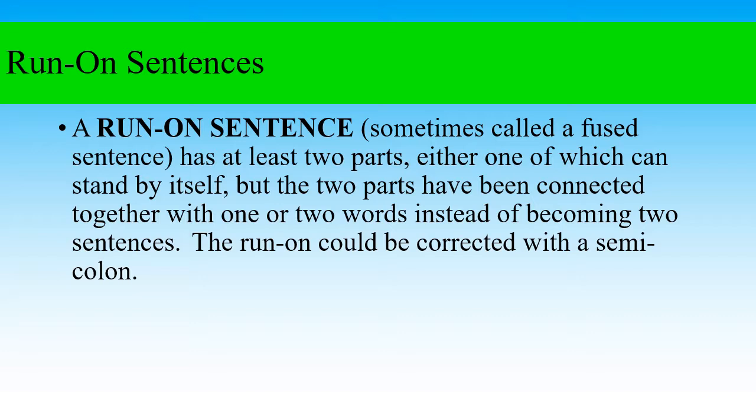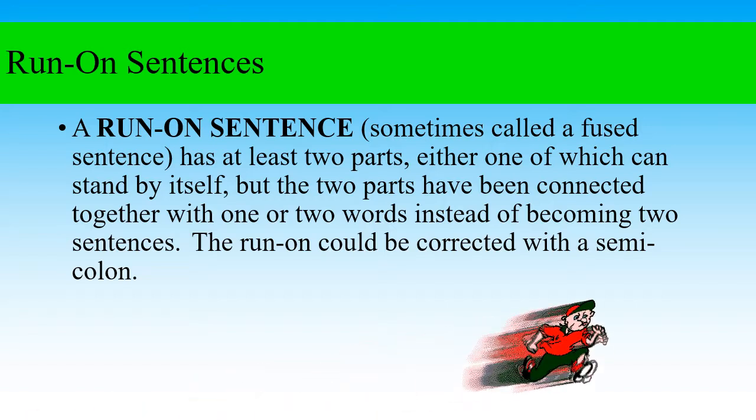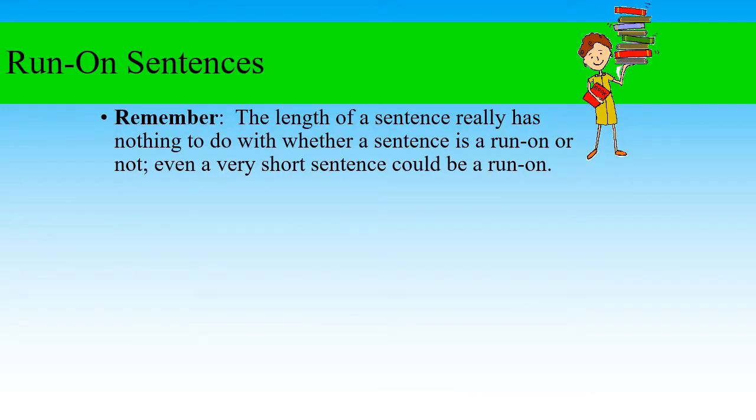On the flip side to that, a run-on sentence, sometimes called a fused sentence, has at least two parts, either one of which can stand by itself, but the two parts have been connected together with one or two words instead of becoming two sentences. The run-on could be corrected with a semicolon. We know what a semicolon is. Remember, the length of a sentence really has nothing to do with whether a sentence is a run-on or not. Even a very short sentence can be a run-on.